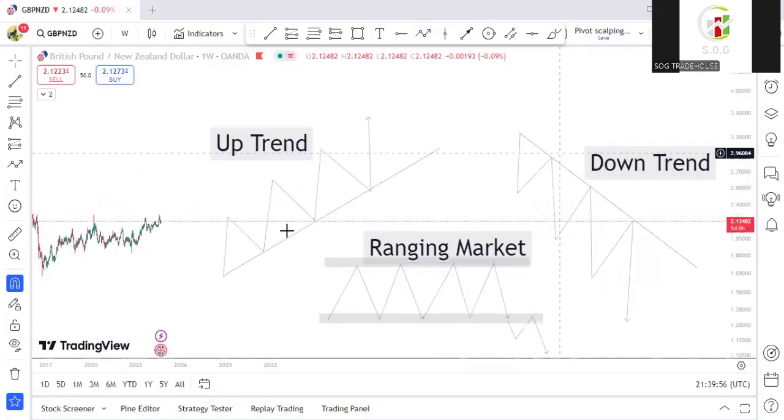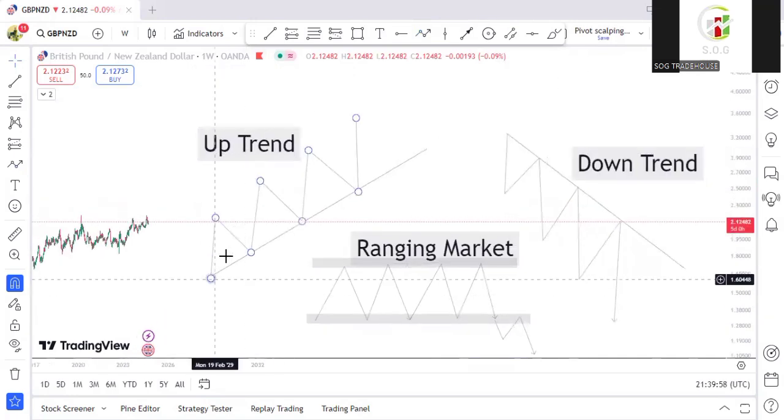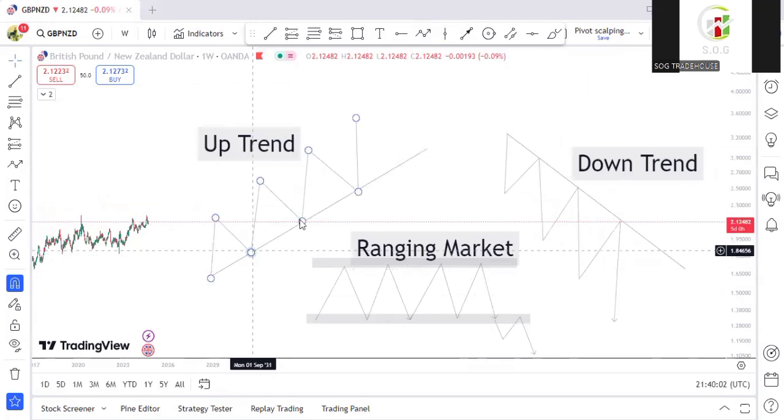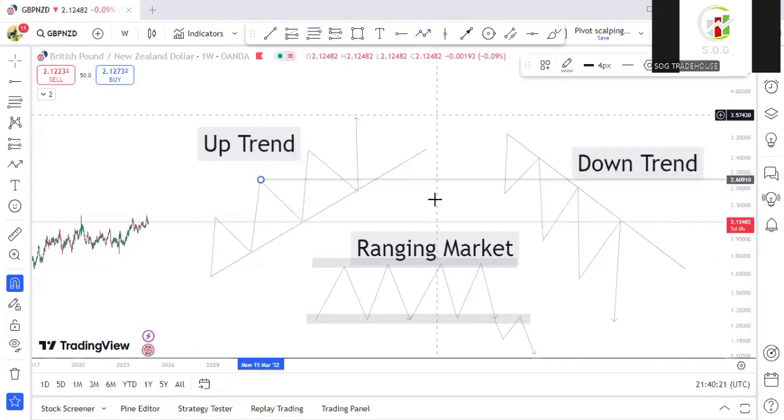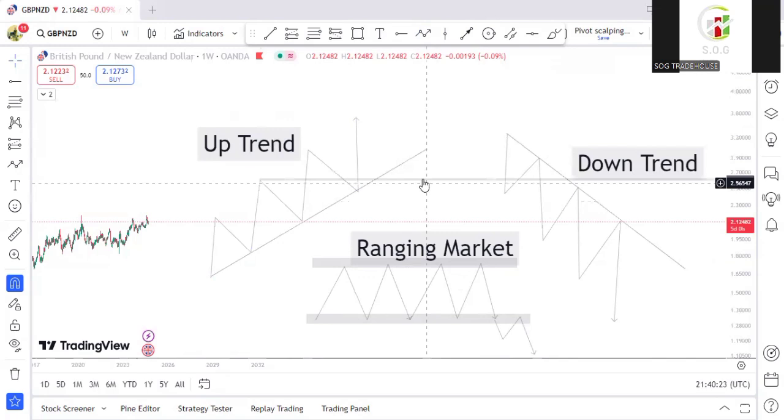So if the market is trending up, after seeing our first touch, second touch, we wait for the third touch. The third touch is our entry point if we're trading the trend line strategy. So there's the first touch, the second touch, and there's the third touch, which is our entry point. And our target is usually the next high. That's our TP.